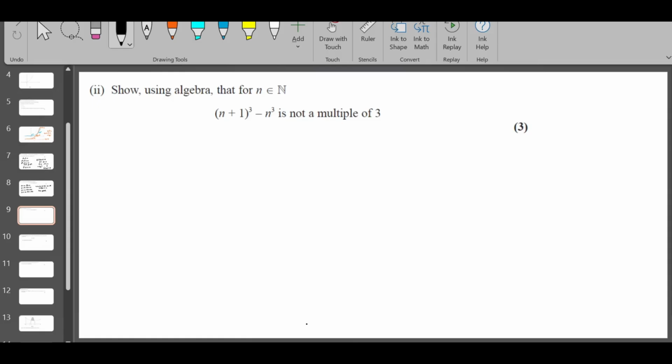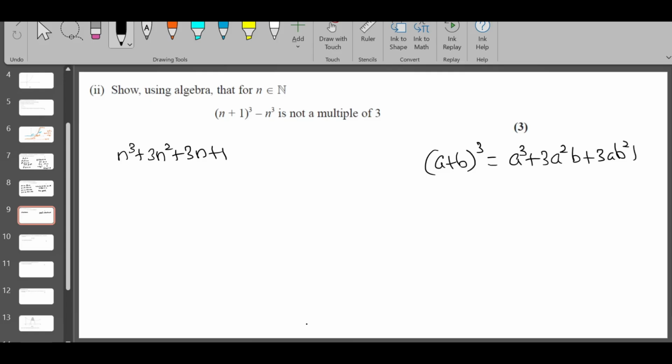Show using algebra, for n belongs to N, that means natural numbers, this is not a multiple of 3. Okay, let's expand this first. N plus 1 whole cube is going to be n cube plus 3n square plus 3n plus 1. How do I know that? We have this algebraic identity. A plus b whole cube is a cube plus 3a square b plus 3ab square plus b cube.